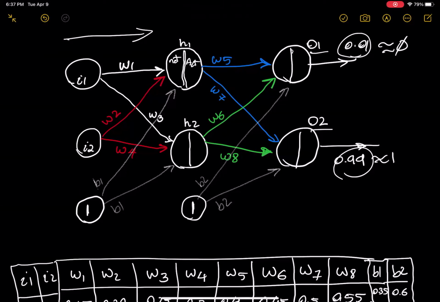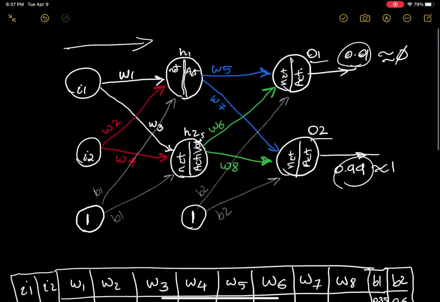So here also is net. Actually, let me write it this way. Net, activation. Net, act. Net, act. Okay? All right, let's start from net of H1. Net of H1 is I1 multiplied by W1 plus W2 multiplied by I2 plus the bias. Make sense?